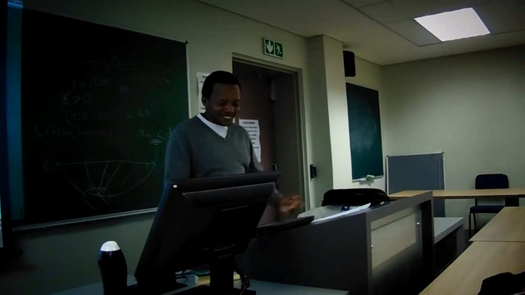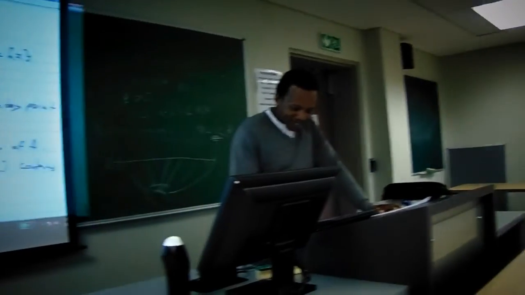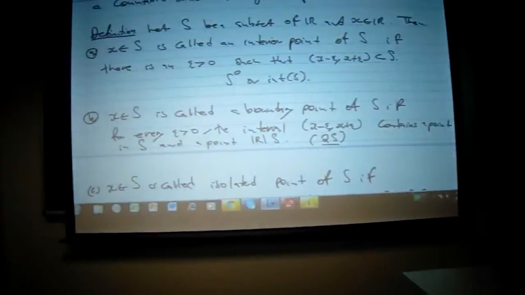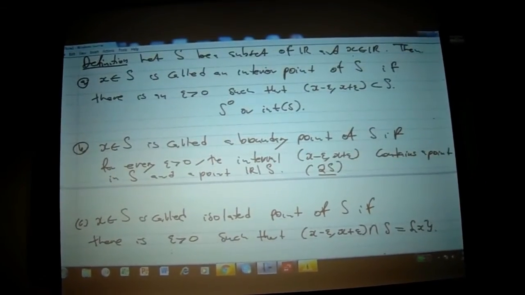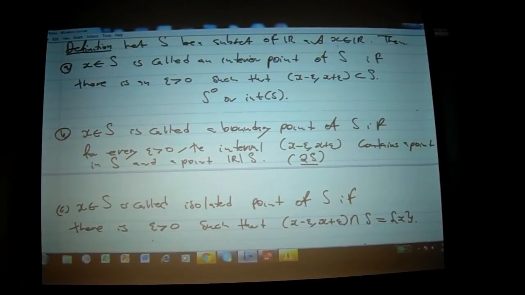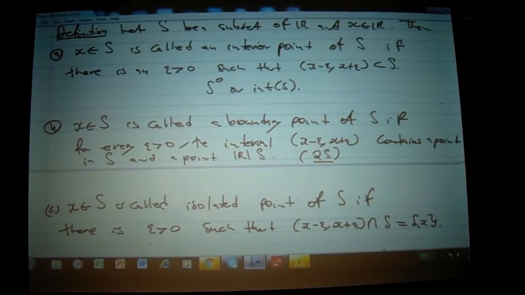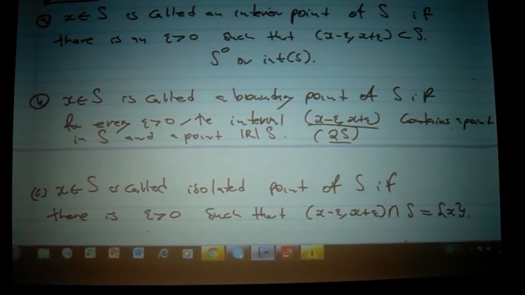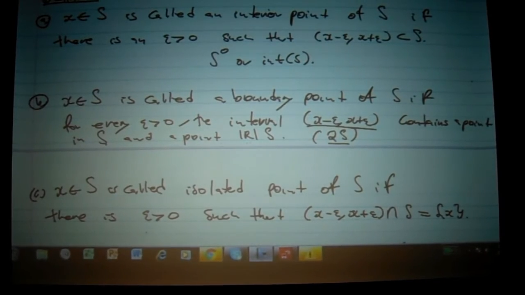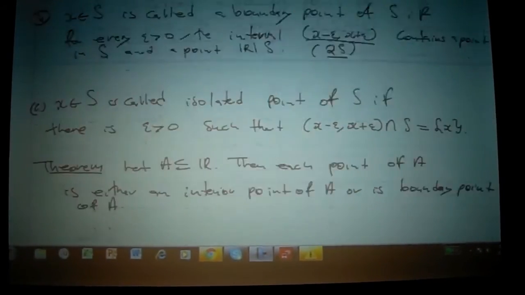So yeah, two points. Do you understand, guys? No. Why you don't understand? It's the definition. Look at the definition of the boundary point. Oh, there's another point. I see. It's just that I couldn't see it there. So this contains a point in S and a point in R without S. So this is exactly there.